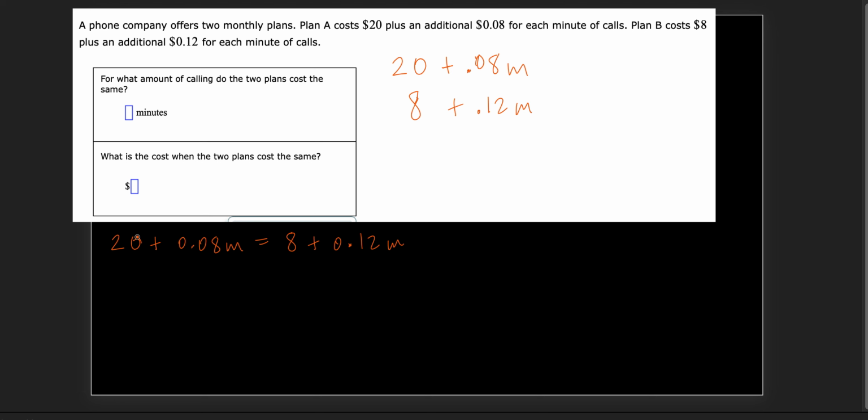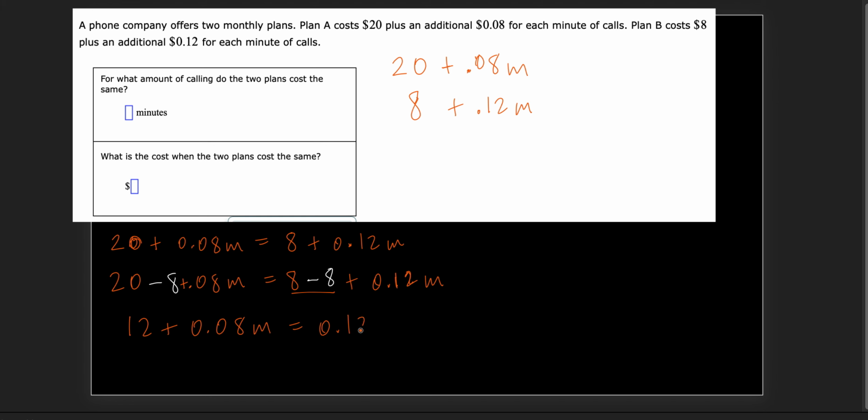So I need to get the 20 and the 8 on the same side of the equal sign so that I can combine them. And so I'll do that by subtracting 8 from both sides. And that'll make it disappear from the right side and appear on the left. So this is 12 plus 0.08 M equals 0.12 M.